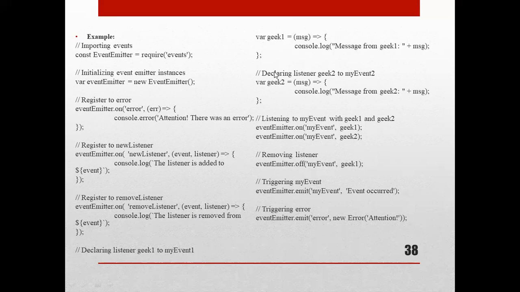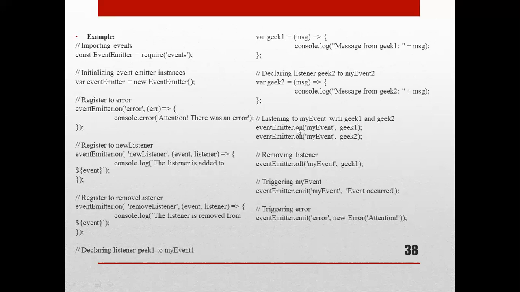Then another listener we are going to declare here, jig2 to my event 2. These are two events, my event 1 and my event 2. So we are going to register for new listener and remove listener, and we are going to declare these two listeners, jig1 and jig2, to my event 1 and my event 2. That jig2 contains another message, message from jig2, and that particular message we are going to trigger. So we have to listen to my event with both of these listeners, jig1 and jig2. How do we listen to this?